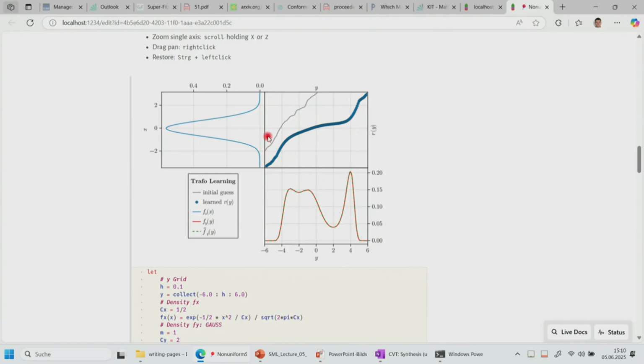This is the initial mapping that we give the optimizer, just more or less a random mapping. And this is the mapping that the optimizer calculates, and then it maps this function to that.